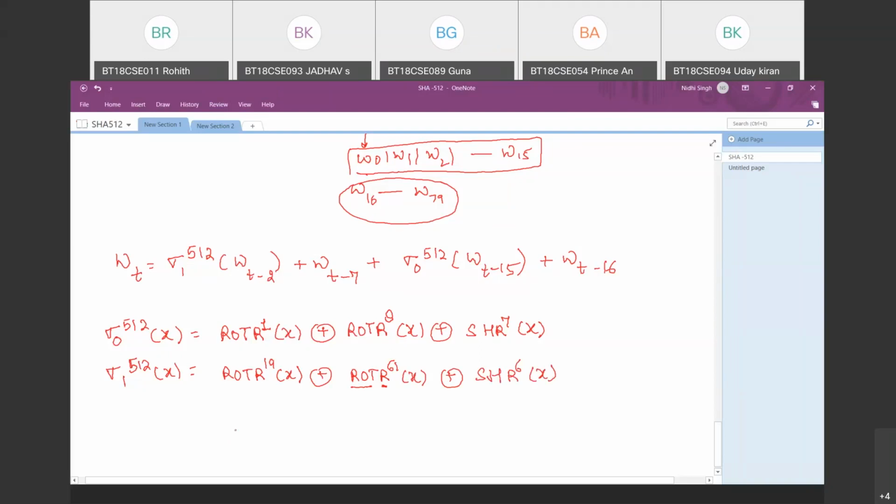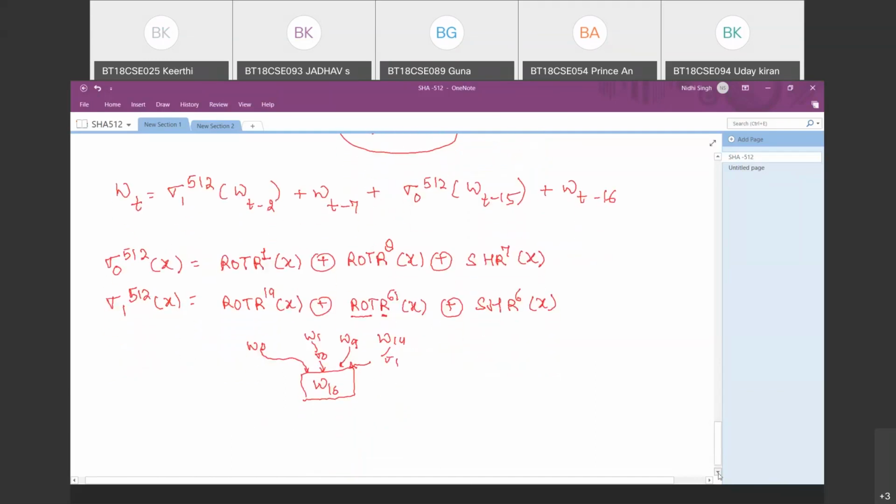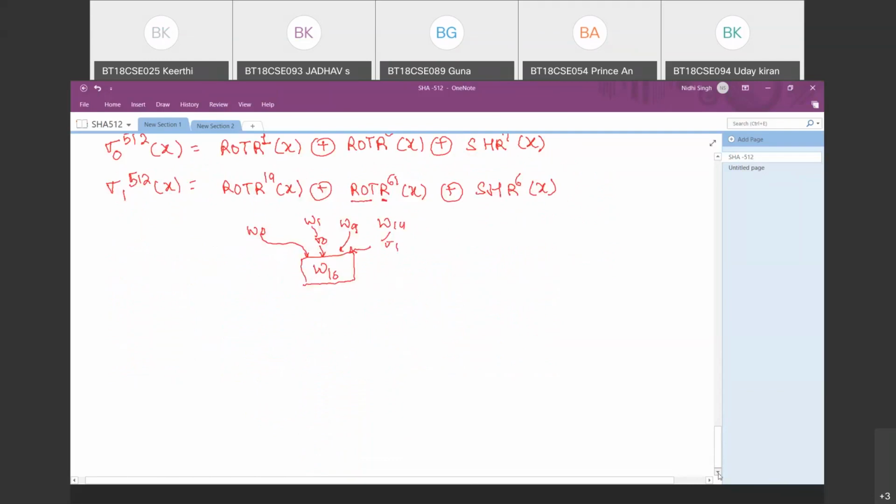Means for W16, suppose I want to generate W16, so when you put the formula, which words have we used? W0 and W1 after applying the sigma0 512 operation, then W9 directly, then W14 after applying the sigma1 operation. So you have to perform this task for word generation from word 16 to word 79.